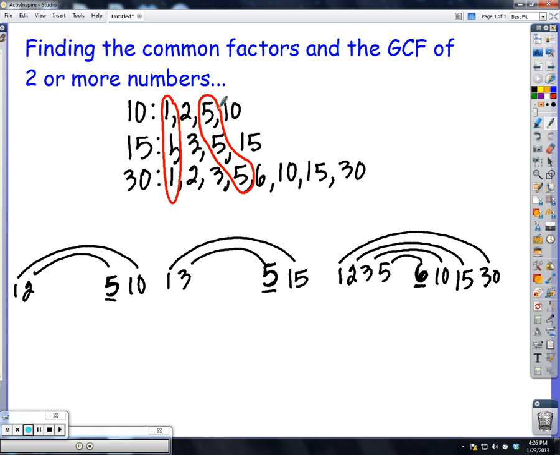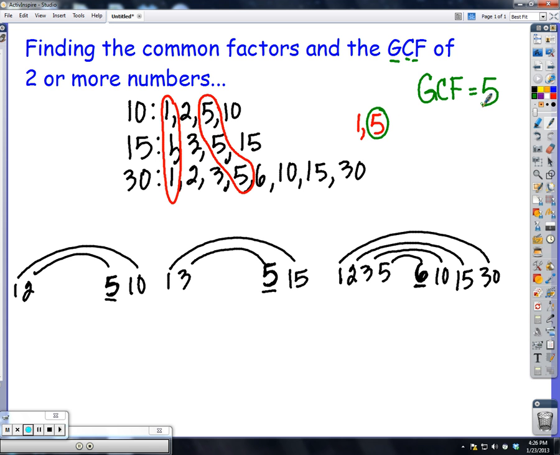And as I look down the row on each one, here's 10. There's not a 10 here. There is a 10 here. So the only common factors that 10, 15, and 30 share with each other are 1 and 5. Therefore, the greatest common factor, or the largest common factor, would be 5.